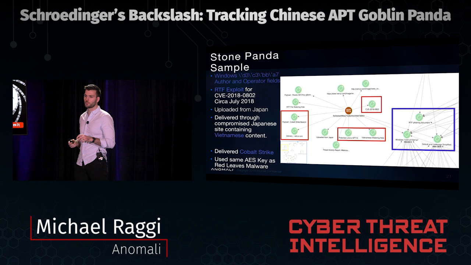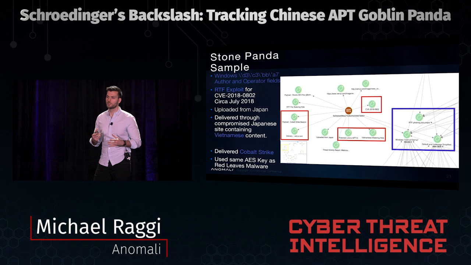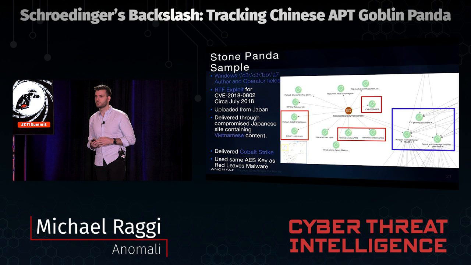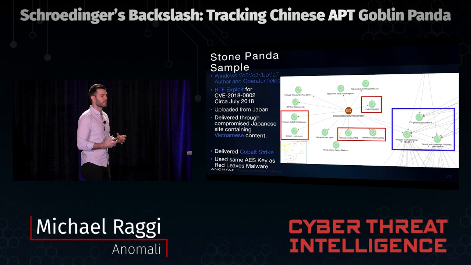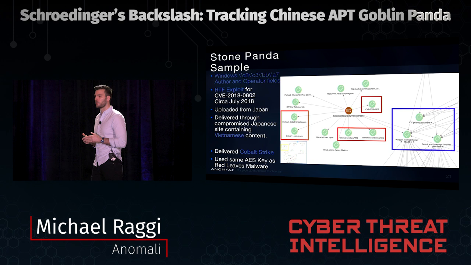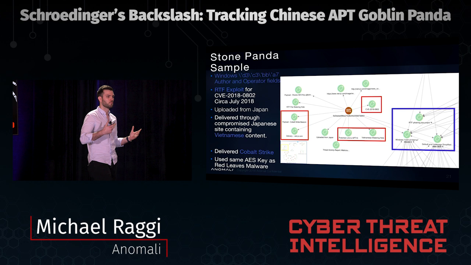So how does this tie to Goblin Panda and the Schrodinger's backslash string? Well, the RTF that was dropped contained that same author and operator field. And an additional area that is interesting, in addition to the technical tool overlap, is that the website that was compromised was a Japanese website about visiting Vietnam, the primary area of operation for Goblin Panda. So again, what does this suggest about the tool? You can make a number of different intelligence conclusions that I'm going to review at the end, but it requires more research.